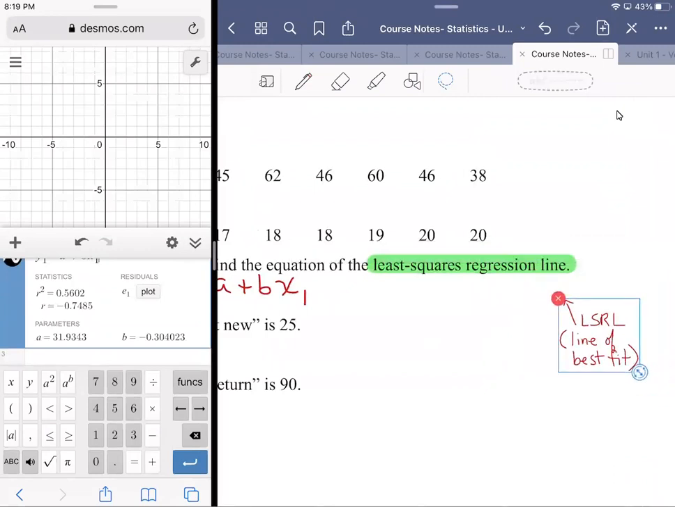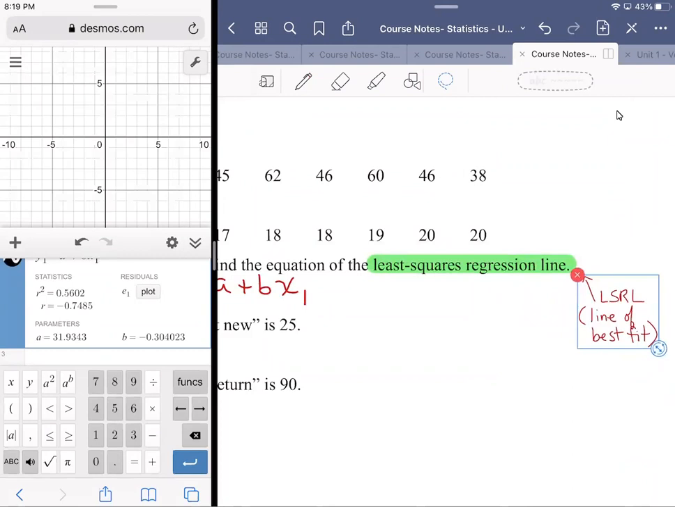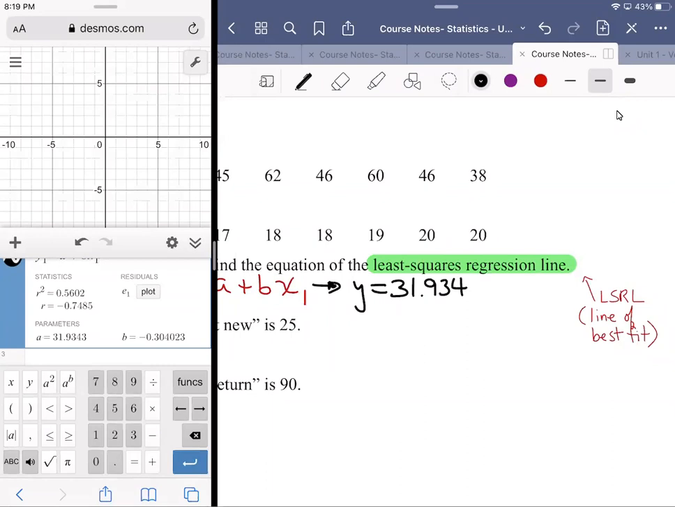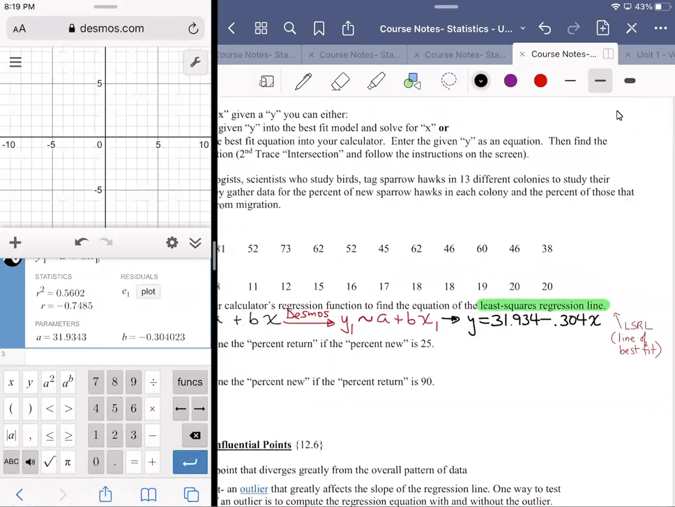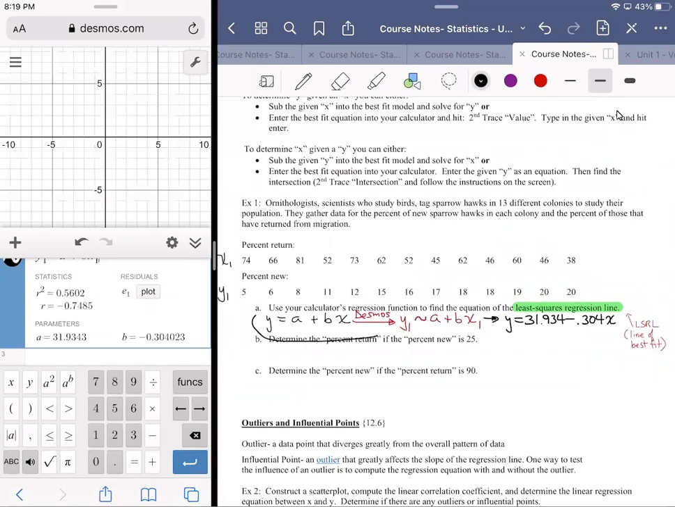I'm going to resize this, get it out the way a little bit. They're telling us that our answer is y. So we go back to the correct notation, because we don't want to speak Desmos, we want to speak statistics. Y equals 31.934 minus 0.304x. All right, so that's the equation.